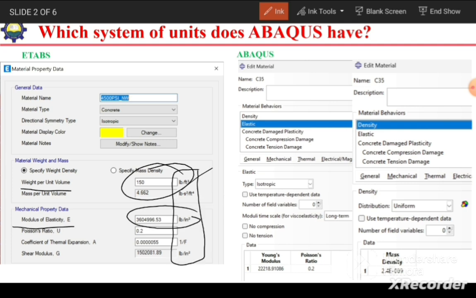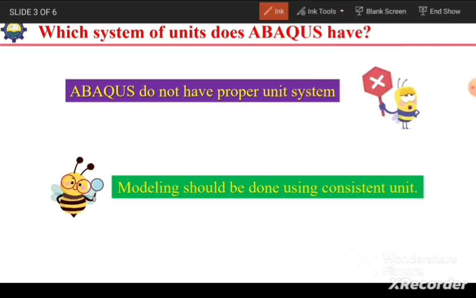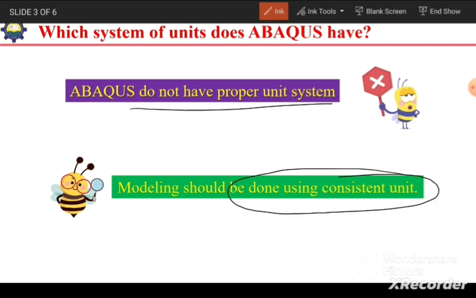But in case of Abaqus, no unit system is mentioned, or no unit is mentioned against any input value. For example, this is the Young's modulus, the elastic modulus, and no unit is mentioned against this input value. Similarly, here we have a density and no unit is mentioned against the density. We should remember that Abaqus does not have any proper unit system, just like the other software. So what we need to do is be consistent while selecting the units.